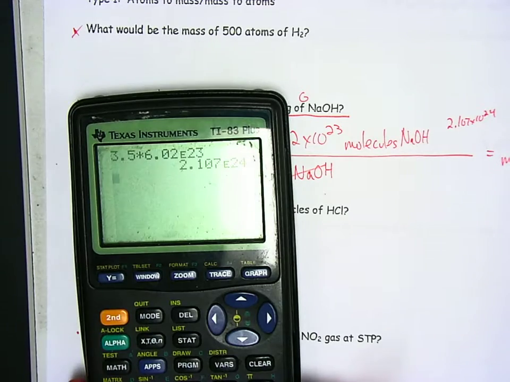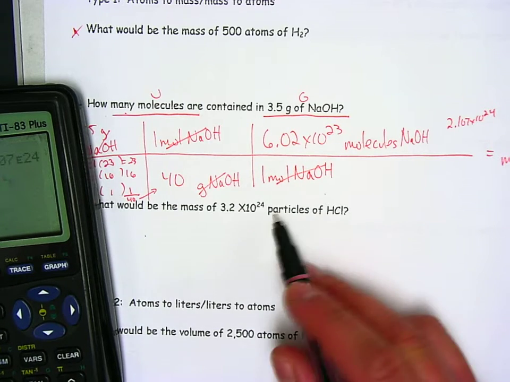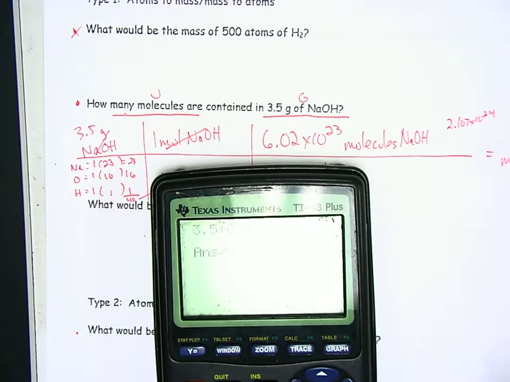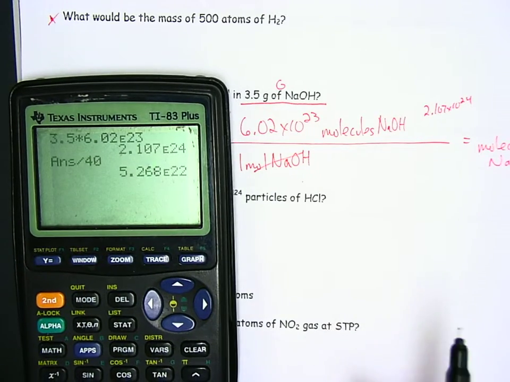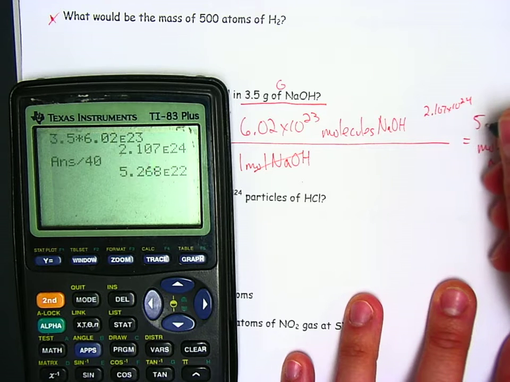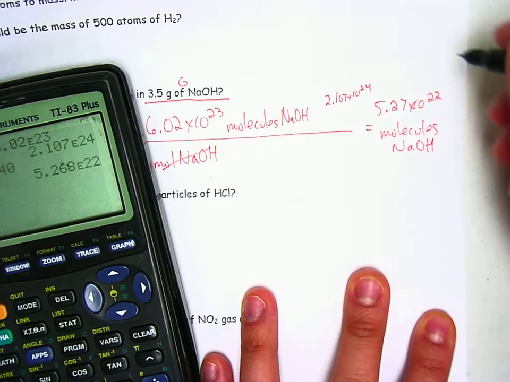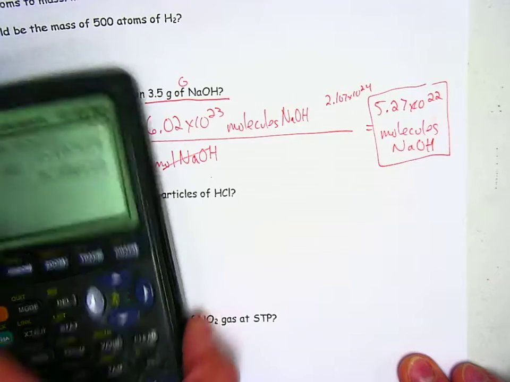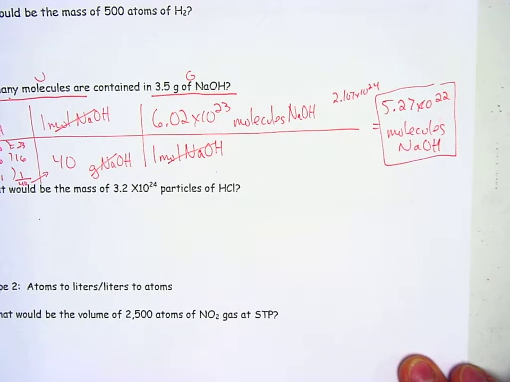But here you can just say divide sign, and we're going to divide by the bottom numbers. Again, we don't need to worry about that 1. That's not going to change anything. So we're going to divide by 40. There we go. And then our answer is going to be 5.27 times 10 to the 22nd. There we go. Okay, that is an atoms to mass or mass to atoms type problem.